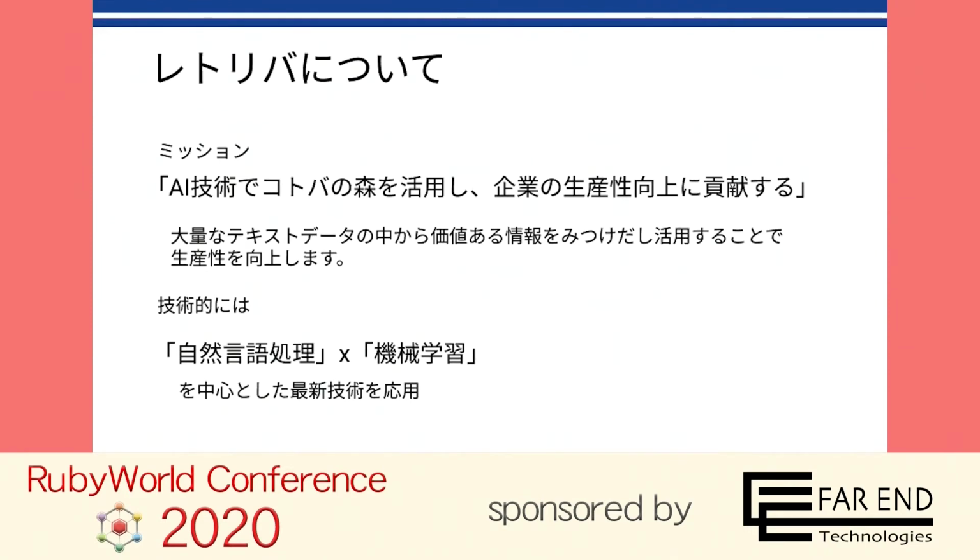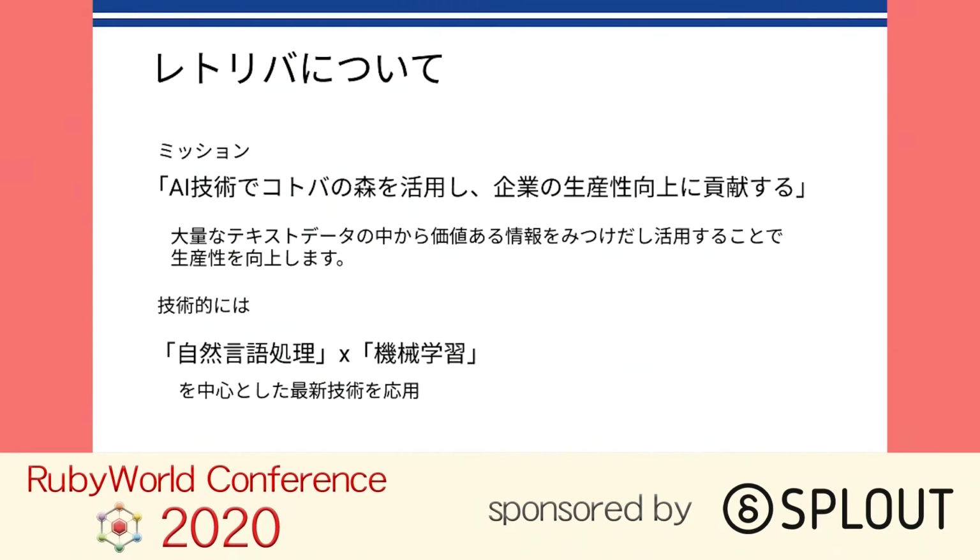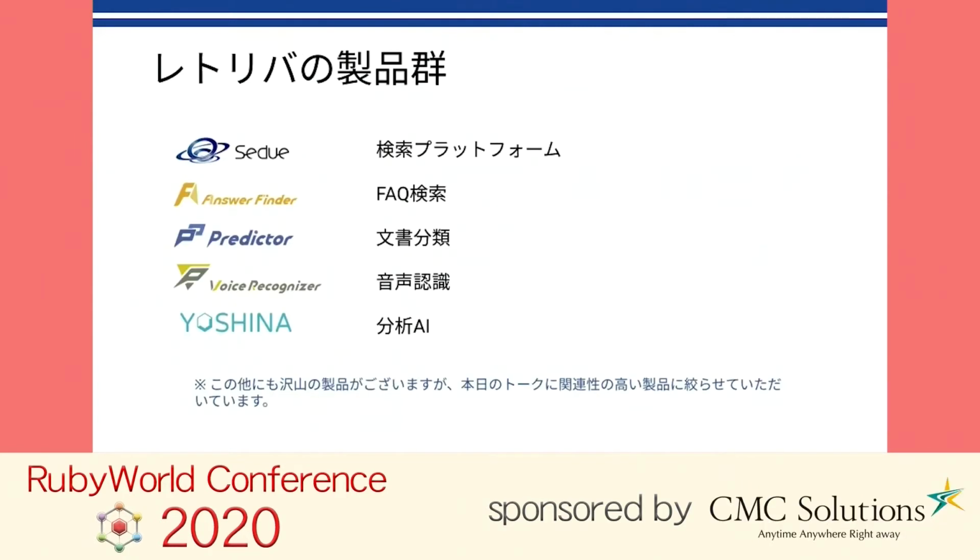Now I would like to introduce Retriever. Using AI technology, we use the forest of words and make a contribution to the improvement of the productivity of corporations. These are the major part of the business activities. The forest of words, that is abundant text data, will be analyzed to search for valuable information to improve the productivity of private companies, and natural language processing and machine learning are applied for this technically, making various products.